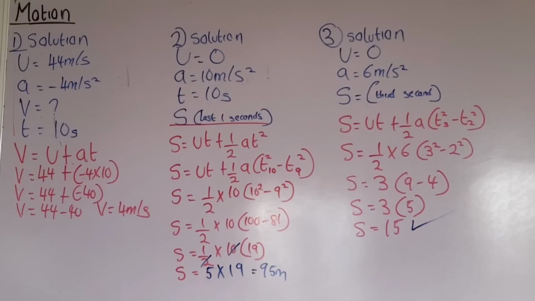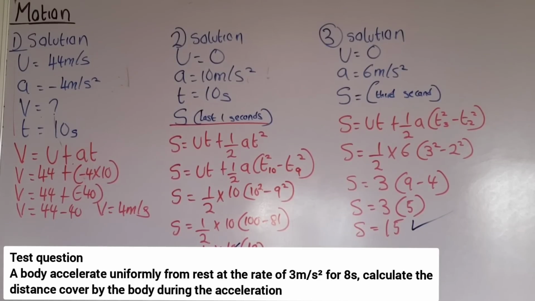Okay. So, before we round up this class, kindly take this practice question. A body accelerates uniformly from rest at the rate of 3 meters per second squared for 8 seconds. Calculate the distance covered by the body during the acceleration. Okay, that is WAEC 1992. So take that as a practice question. In our next class, I'm going to provide the solution.